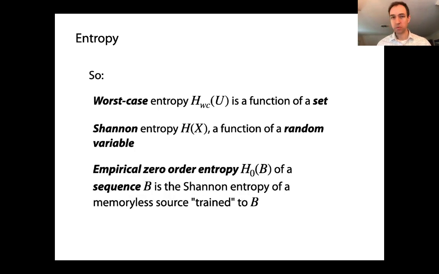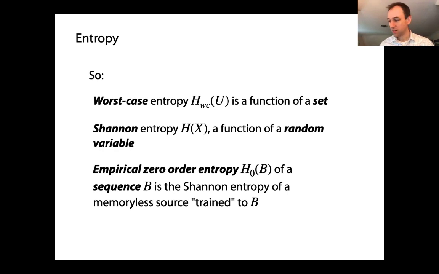So, just reviewing, because we've now seen 3 different notions of entropy, and I want to make sure we can keep them straight: we've seen the worst case entropy, H sub WC, which is a function of a set. We've seen the Shannon entropy H, which is a function of a random variable. And we've seen the empirical zero-order entropy, which is a function of a string, of a sequence that was emitted by some hypothetical random variable. I used b because I did a bit string, but it doesn't have to be a bit string. It could just be any sequence.